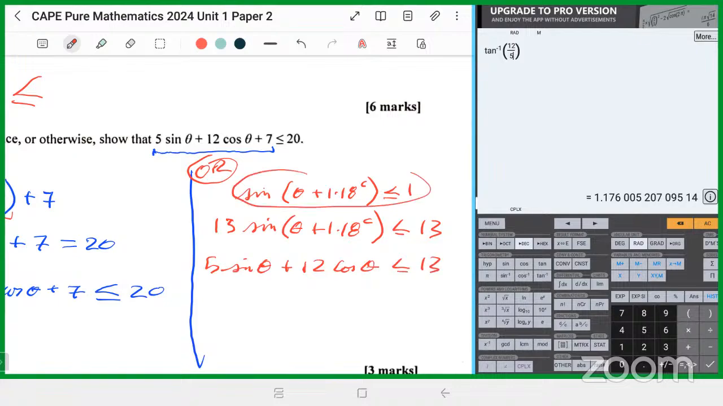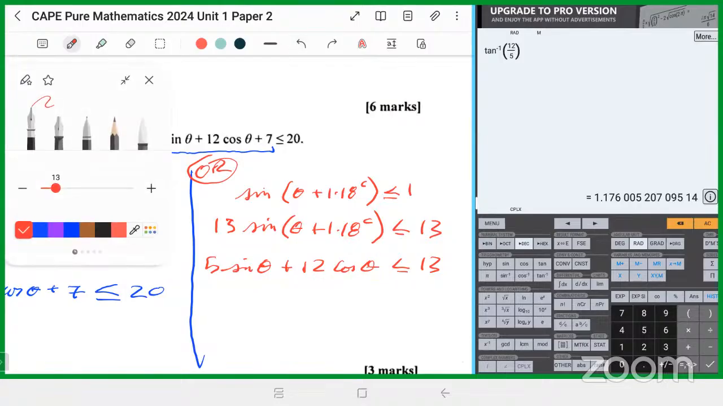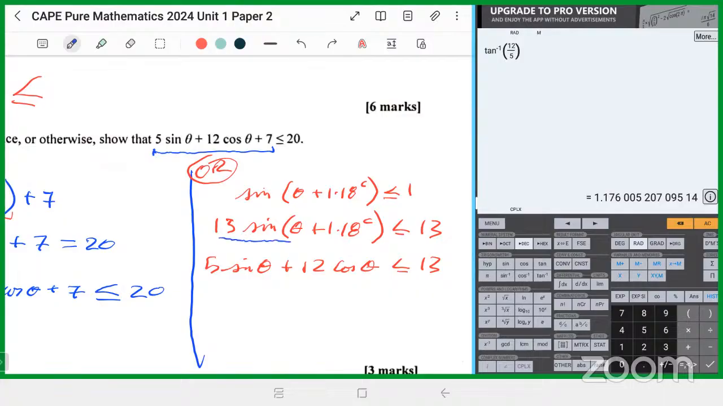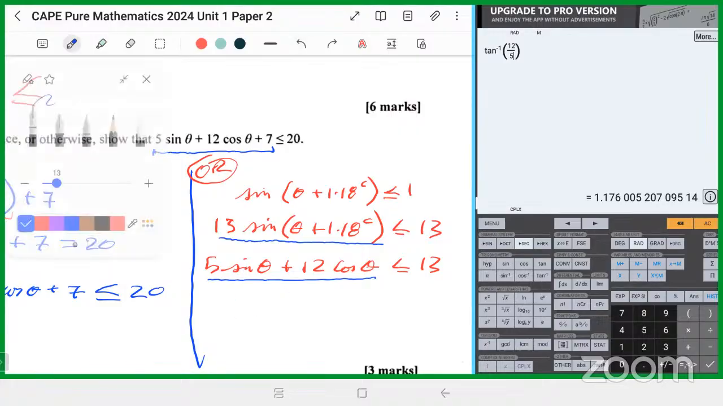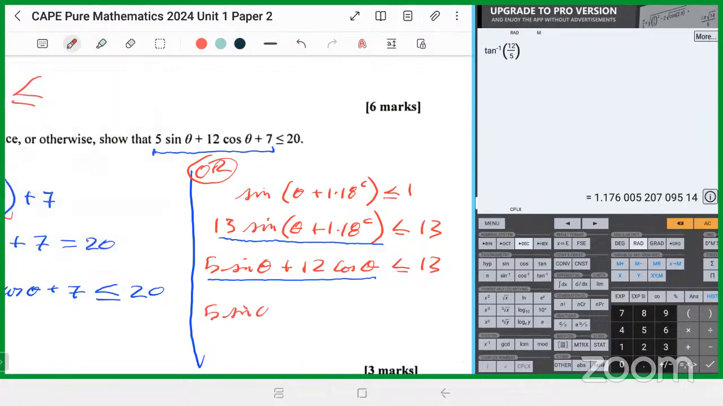So we started here, we multiplied by 13, and we get to that. But this whole expression is equal to this, right? So I'm going to underline those in blue. This whole expression is actually equal to this, because that's what we did earlier. We went from this to that. And now I'm going to add 7 to both sides. I'm going to get 5 sine theta plus 12 cos theta plus 7. Add 7 to this side, we get the 20 as well, less than or equal to 20.